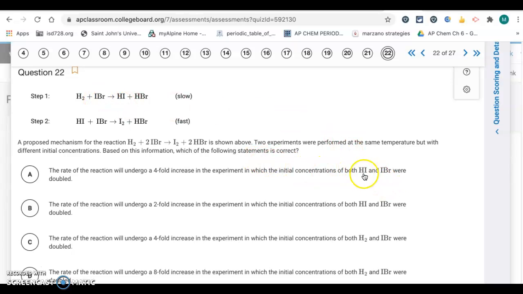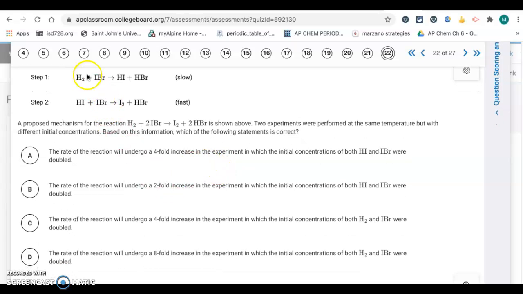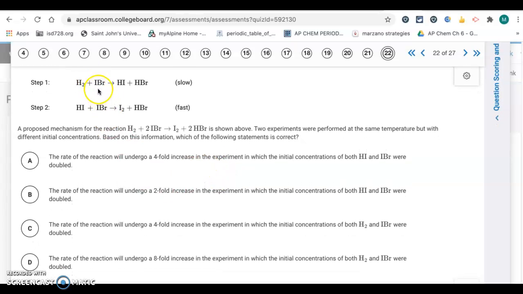Now HI is not in the rate law, so this isn't going to affect the rate. Okay, so it's not going to be A. We want something that's going to show this IBR and H2. If we double both of those, since it's first order to each of those, that means it's going to quadruple the rate. I mean, not the rate law, but the rate.